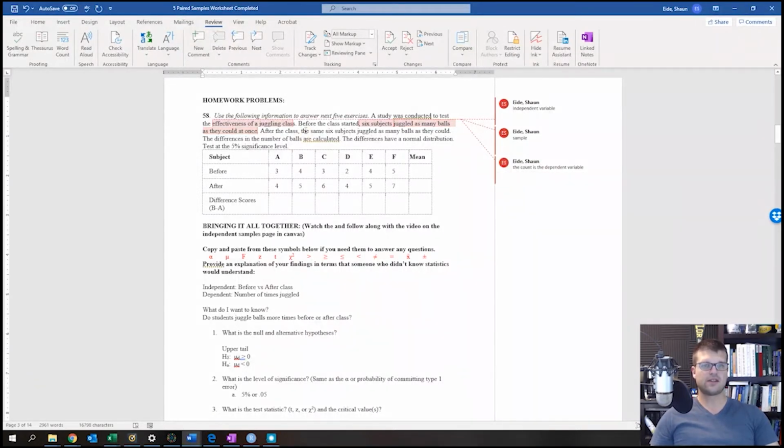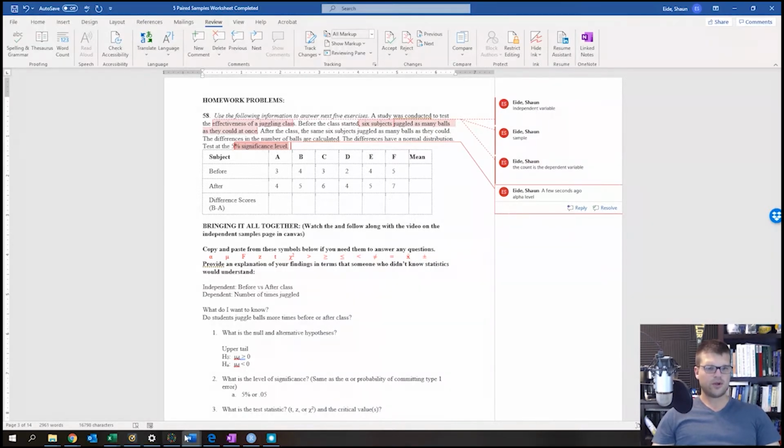After the class, the same 6 subjects juggled as many balls as they could. So once again, the dependent variable is the count of that. The difference between the number of balls is calculated. The difference has a normal distribution. Test at a 5% significance level. So this right here is the alpha level. So we've got a little bit of information here, and now we've got to do some calculations.